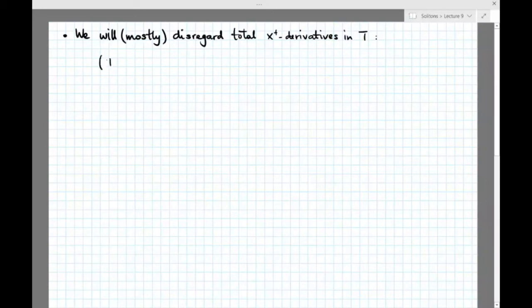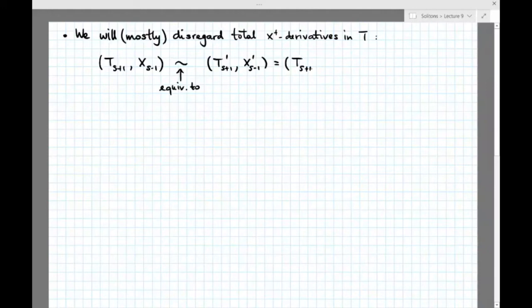More precisely, we'll consider a pair of densities T and X to be equivalent to T prime, X prime, which differ from T and X by respectively adding a total x plus derivative of a function of spin s, and the total x minus derivative of the same function of spin s.